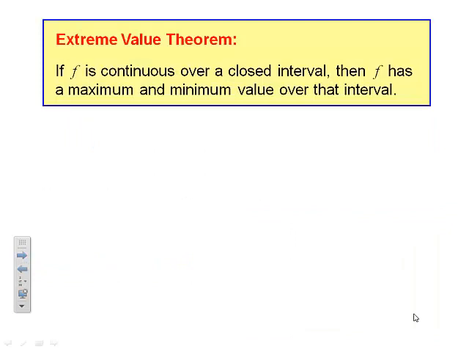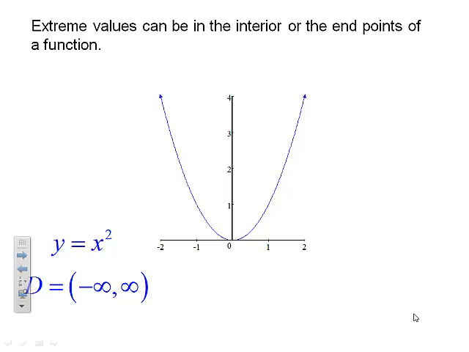This leads us then to something called the extreme value theorem. The extreme value theorem merely says that if a function is continuous over a closed interval, then f must have both a maximum and a minimum value somewhere in that interval. So in other words, remember, continuous means it has no breaks, no jumps, no gaps, no asymptotes. It's a smooth curve. And the interval is closed, meaning it has a stopping and a starting spot. Therefore, f must have a max and a min somewhere within that interval. These extreme values can sometimes be found in the interior or at the endpoints of a function.